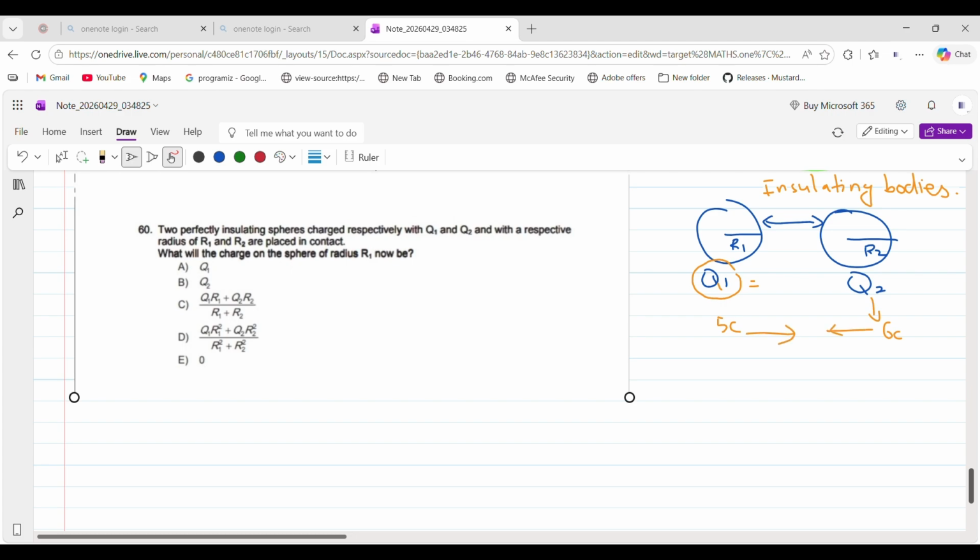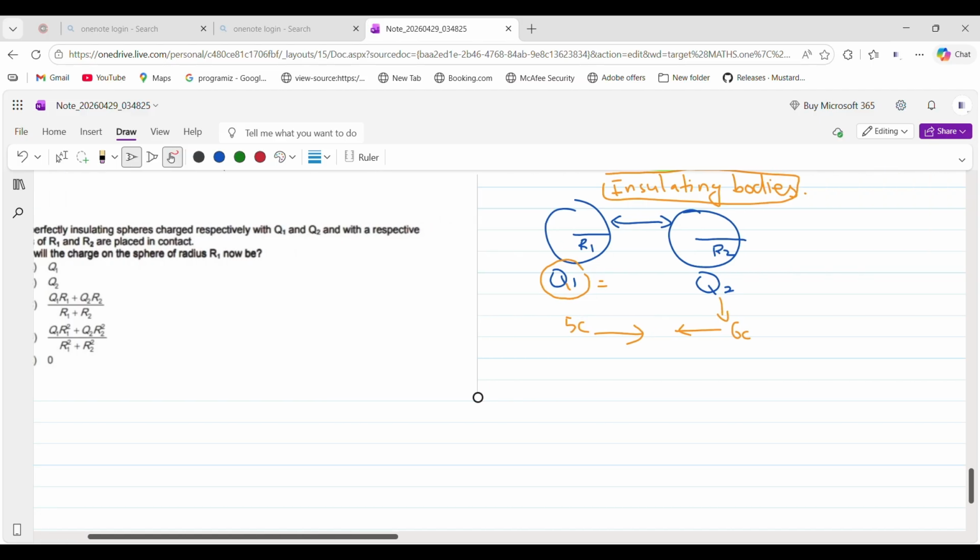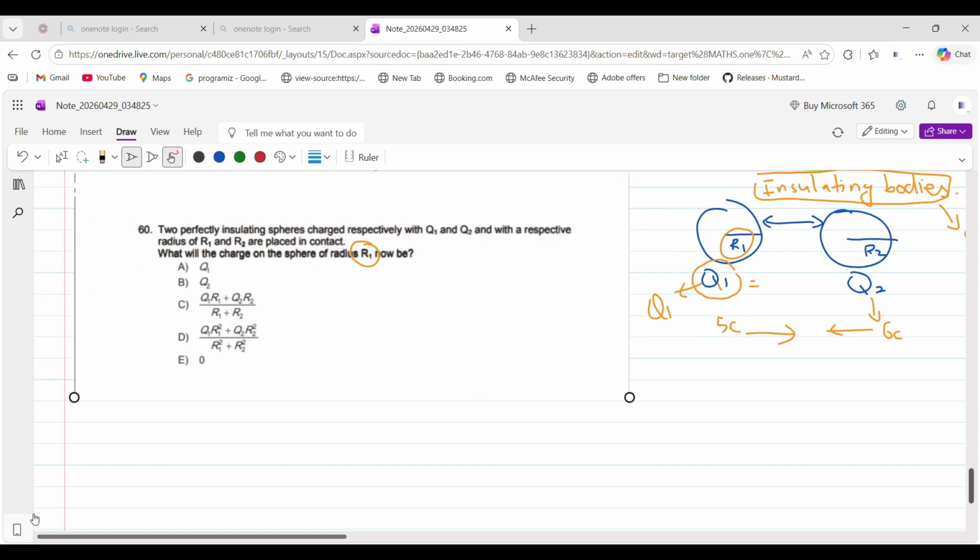But because now they are insulating bodies, they will not distribute their charges at all while placed in contact, but their charges won't flow. Insulating bodies means charge wouldn't flow. So charge wouldn't flow, which means they have asked us to find the charge of the radius 1, so it would remain the same, which is Q1. So we have got our answer as well, Q1.